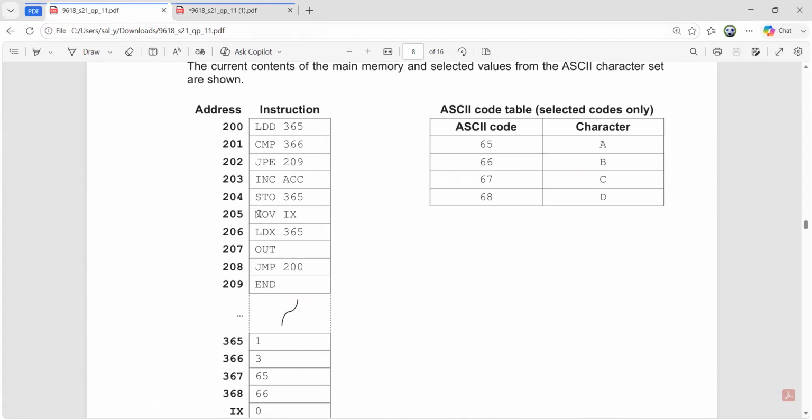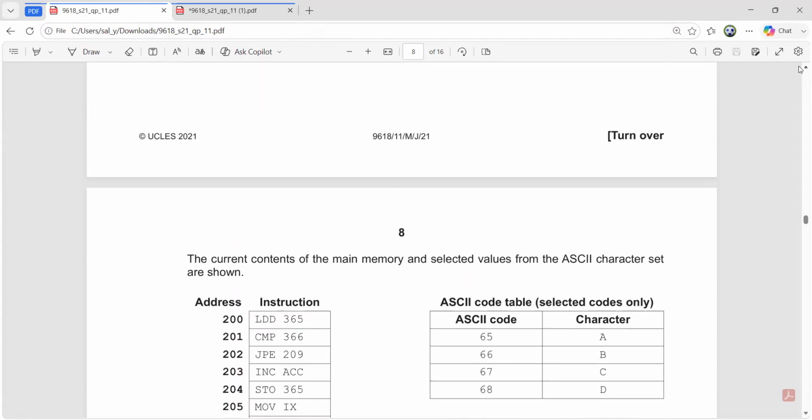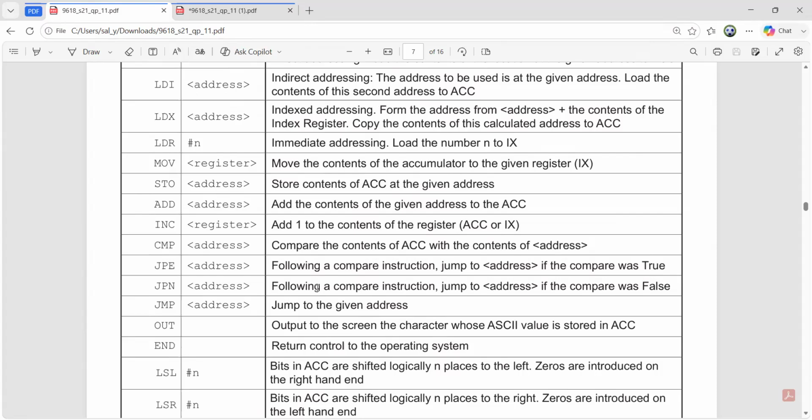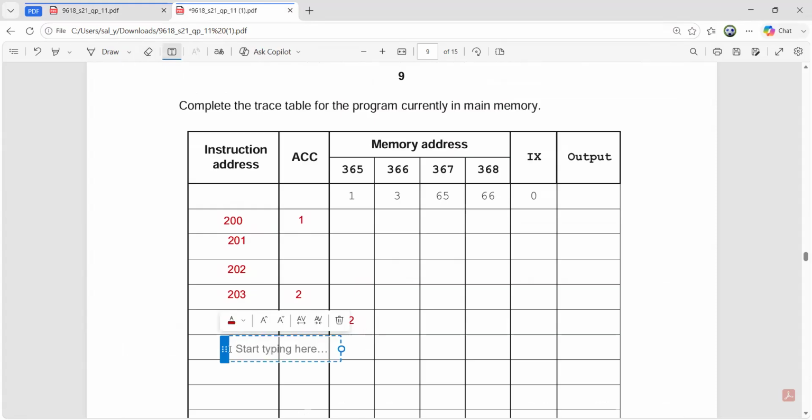Now moving back to this one, MOV IX. Now MOV IX means it has to do some work on IX. And what is MOV doing? MOV is here to move the contents of the accumulator to the given register IX. It means that with this instruction, the contents of ACC will be moved to IX also. So here it results in 205, and the contents of the accumulator will be moved to IX also. That will become from 0 to 2.